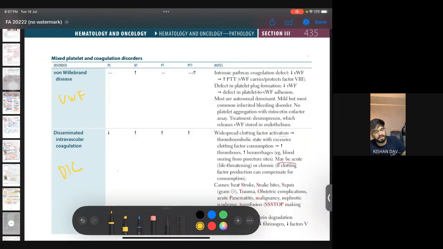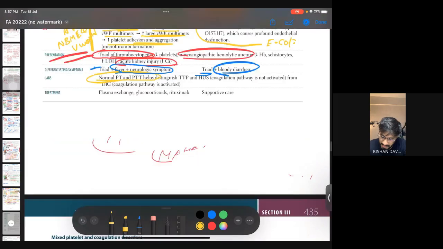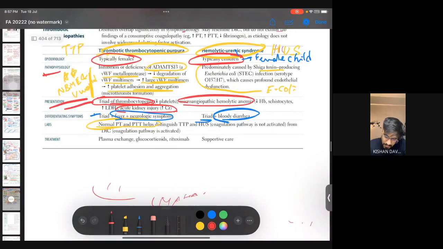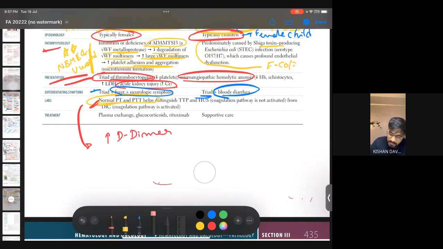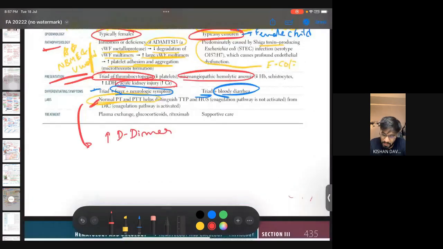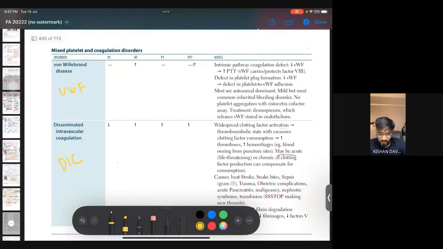Yeah, one important point I forgot over here. Here sometimes they may confuse you. Normal PT and PTT is there, but they may say increase in D dimer. Okay, they may say increase in D dimer. So make sure you don't get confused. Okay, moving ahead. Now here, VWF and DIC.